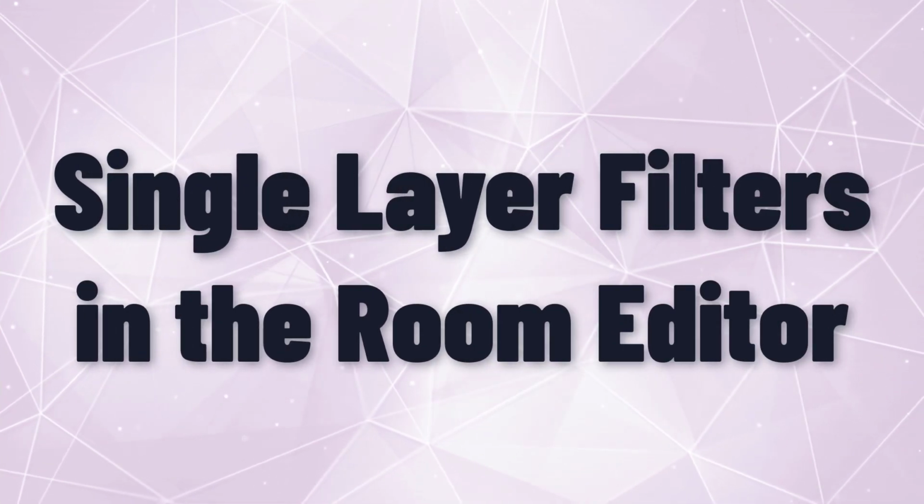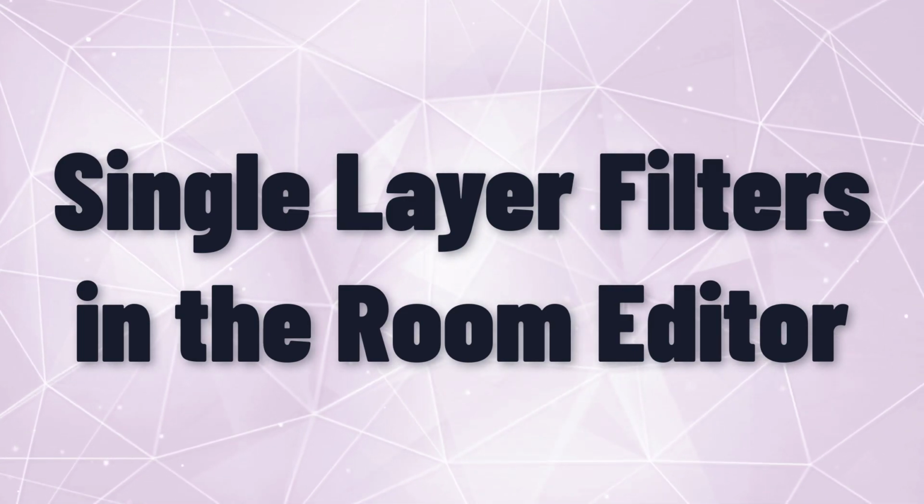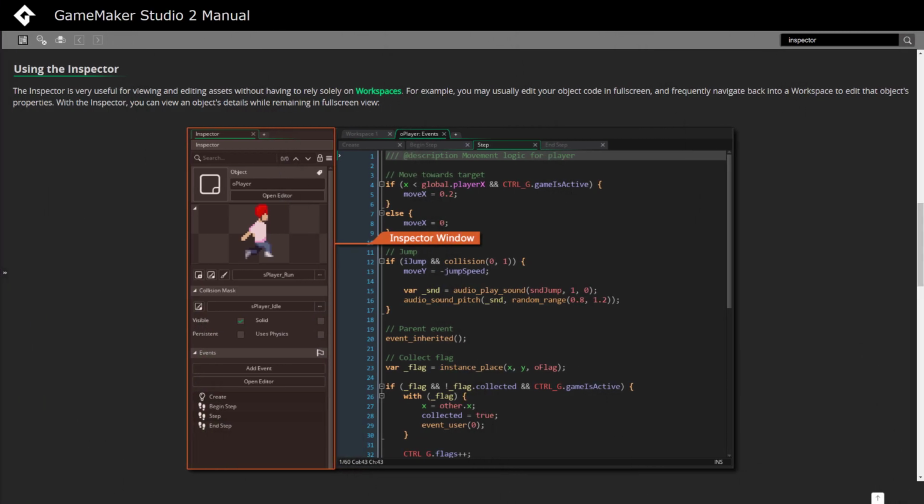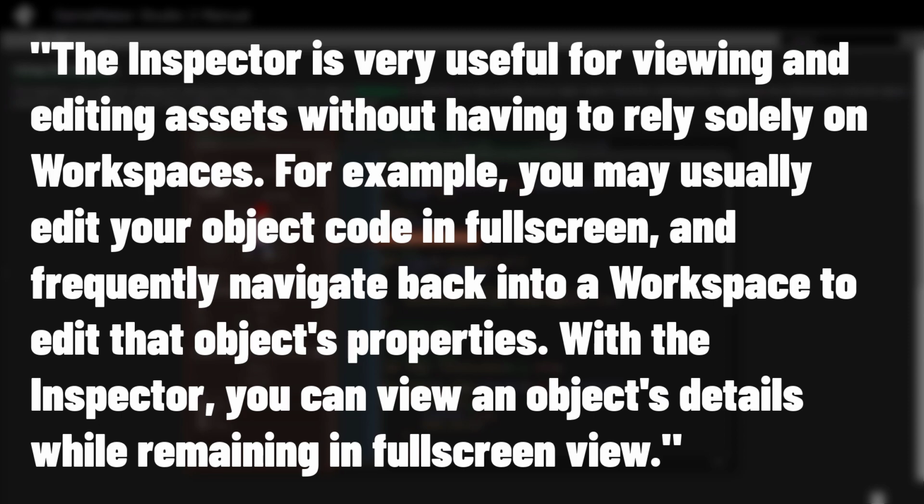You can also apply a filter to a single layer in the room editor, but probably not in the way that you think. GameMaker has something called an inspector, which basically no one uses because it is very much a work in progress. Yo-Yo Games has been slowly adding to it over time, but since it currently duplicates existing features and I'm used to the old way, I don't use it very much, and you might not either. However, it's the only way to apply a filter to a single layer in the room editor.